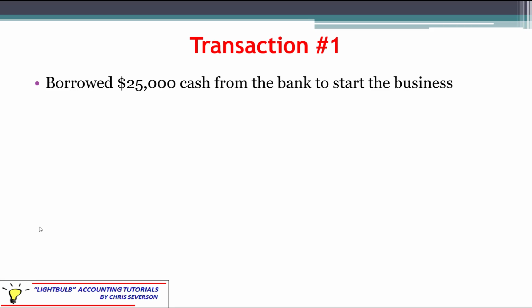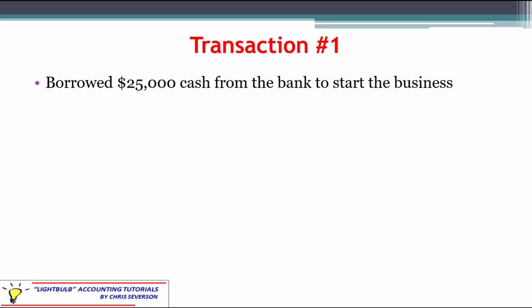So transaction 1. The company borrowed $25,000 cash from the bank to start the business. As far as the amounts go, it's pretty straightforward. It's just $25,000. Every account in this particular transaction is going to be impacted by $25,000. From a company's perspective, they have $25,000 more in cash. But they also owe money to the bank. So they have some sort of debt. That's what we need to consider here.